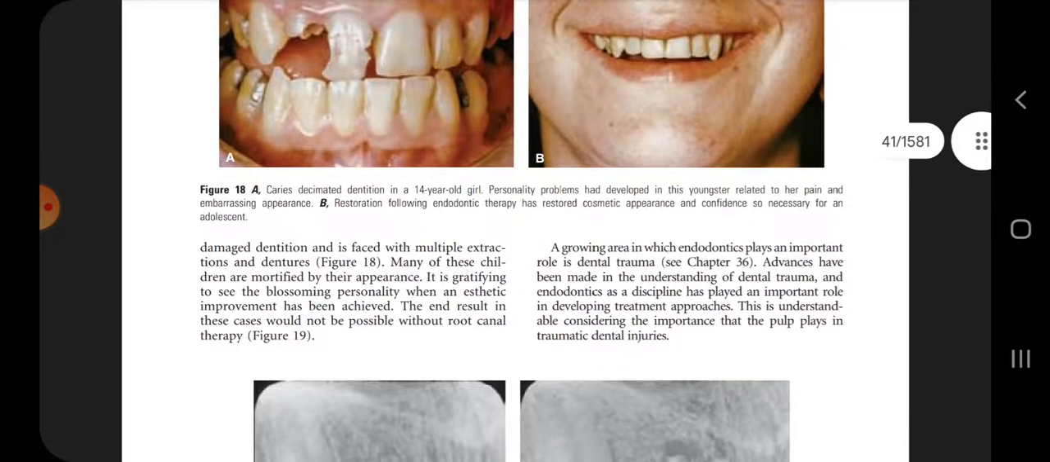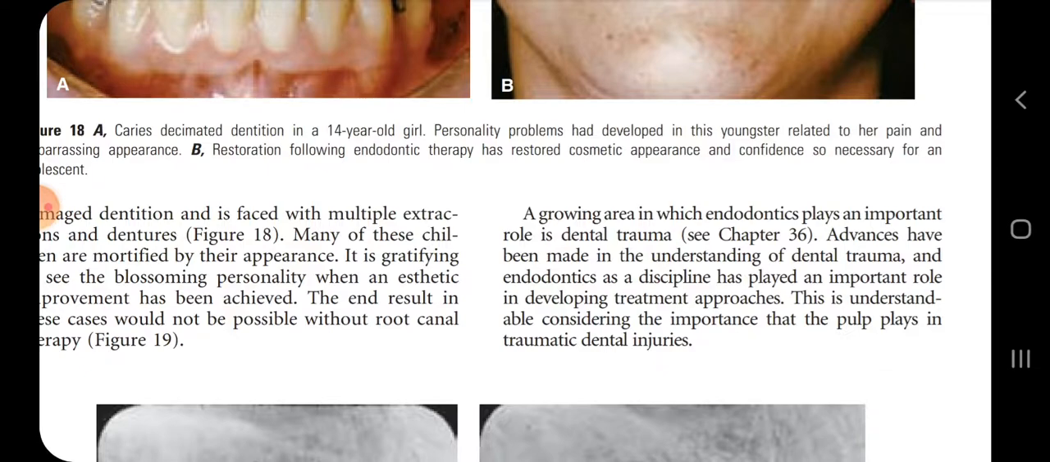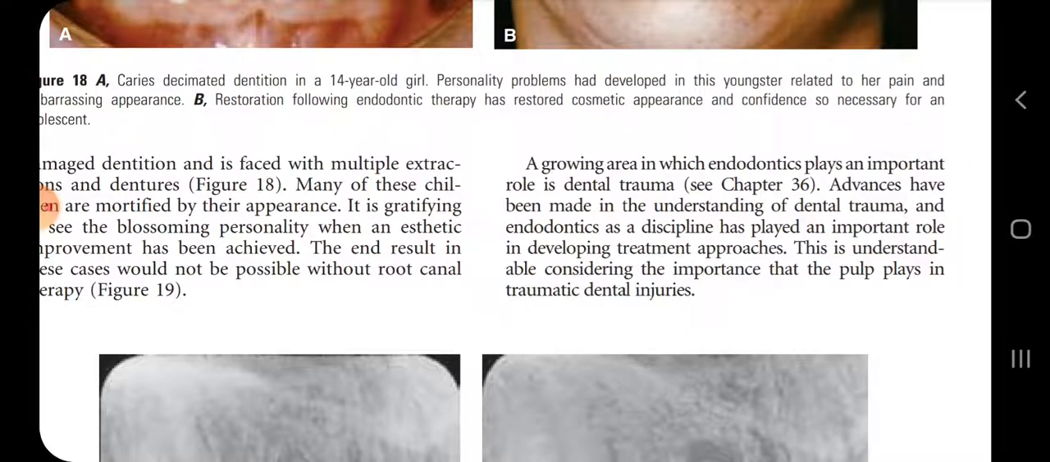A growing area in which endodontics plays an important role is dental trauma. You can see this in chapter 36. Advances have been made in the understanding of dental trauma, and endodontics as a discipline has played an important role in treatment approaches. This is understandable considering the importance that the pulp plays in traumatic dental injuries.